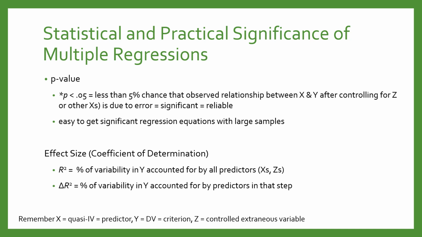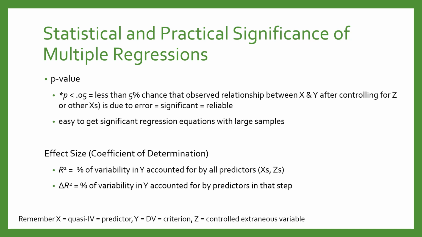So just like with correlation, we look at R squared as our coefficient of determination for regression, but you'll see it as an uppercase R squared usually. And usually that suggests that we're looking at the percent of variability in our dependent variable that's accounted for by multiple different predictors, either all of our X's, if we're looking at a bunch of quasi-independent variables, or our X and then all of our control Z variables.